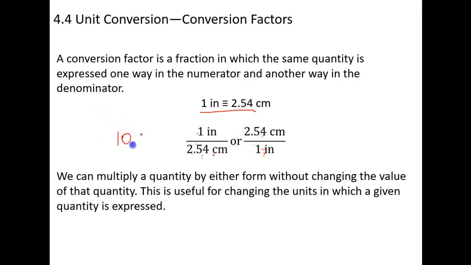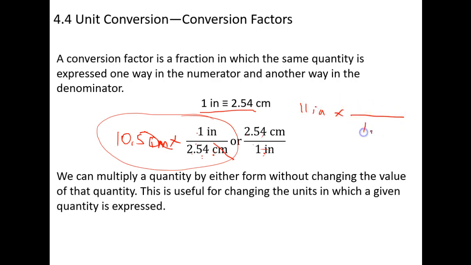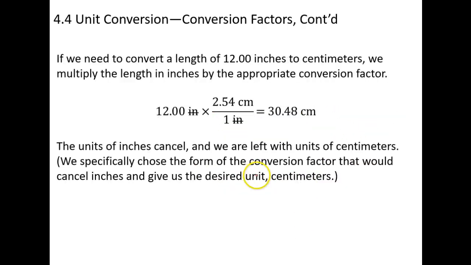If you're converting 10.5 inches into centimeters, well, this is the way I would do it, right? I'm sorry, 10.54 centimeters into an inch, because I want the centimeter to cancel out with the centimeter. If I'm converting, let's say, 11 inches into centimeters, I would now do 1 inch over 2.54 centimeters. So I'm now going to multiply. Okay, that's how you know which direction you have to use.